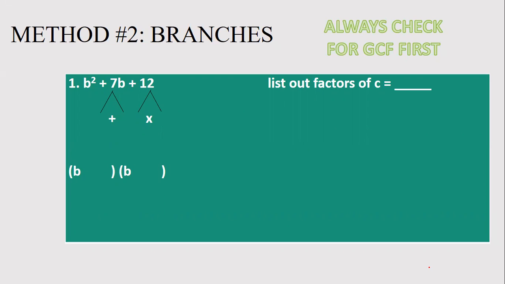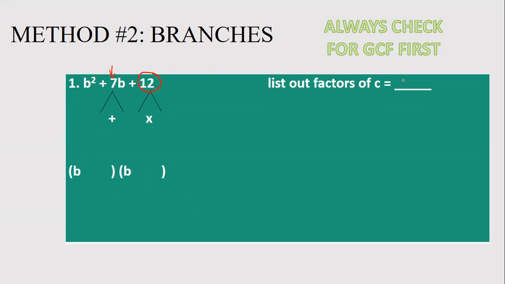Okay. So method number 2, I call it branches. The reason why it's called branches is because you make branches off the numbers. But a lot of it's done mentally. So you're going to look at your C value. So here's my C. Remember, you're asking yourself what multiplies to give you C, but adds to give you your B value. And so 3 and 4.